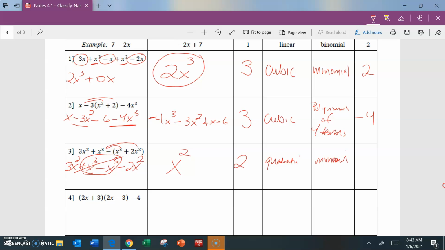I have trouble spelling monomial. And the leading coefficient's 1. Don't forget that this is a 1 sitting there. You just don't maybe see it.